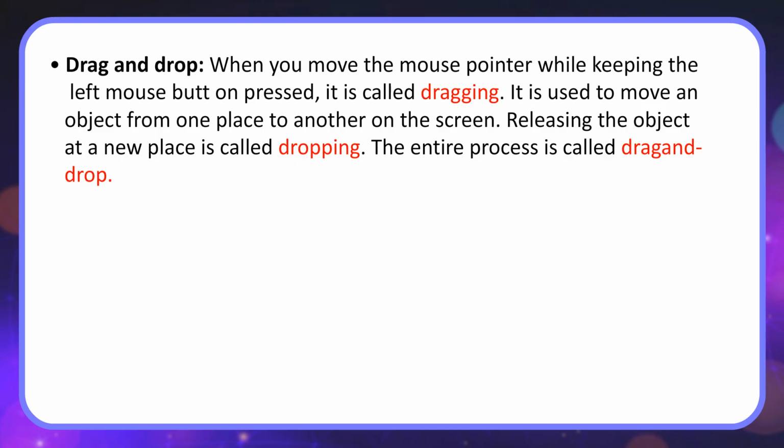Drag and drop. When you move the mouse pointer while keeping the left mouse button pressed, it is called dragging. It is used to move an object from one place to another on the screen. Releasing the object at a new place is called dropping. The entire process is called drag and drop.